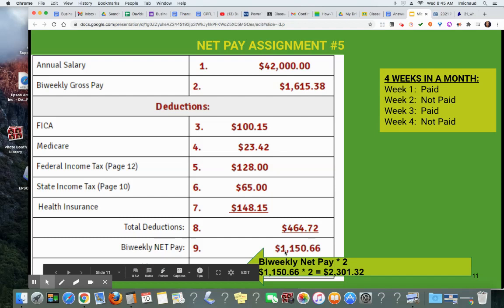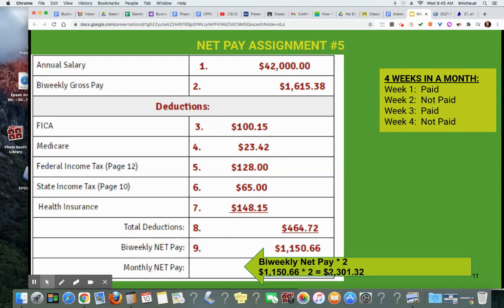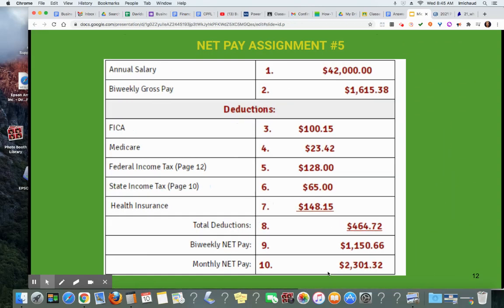So you need to take the $1,150.66 and multiply it by 2 to determine your monthly pay. Should be $2,301.32. And this is what your answer sheet should look like. But we're not quite done. Let's go to the questions at the bottom of the page.